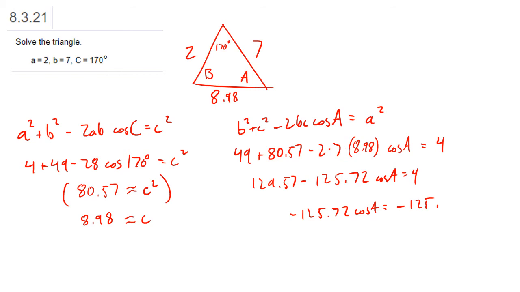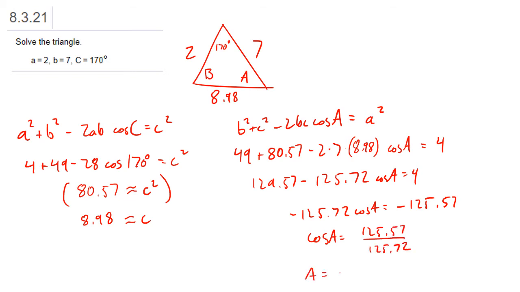Negative 120, oh yeah, sorry, 0.57. I don't know why I spaced out there. And then I divide by 125.72, negative, of course. Cosine A is 125. The negatives cancel out. I'm just taking care of that.